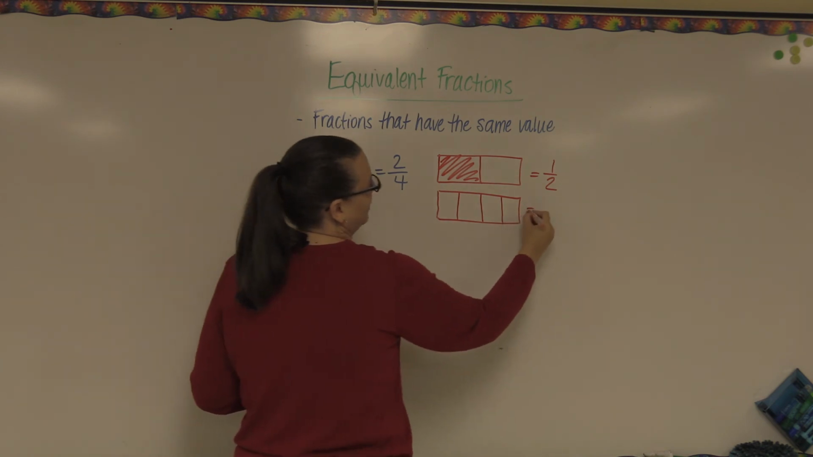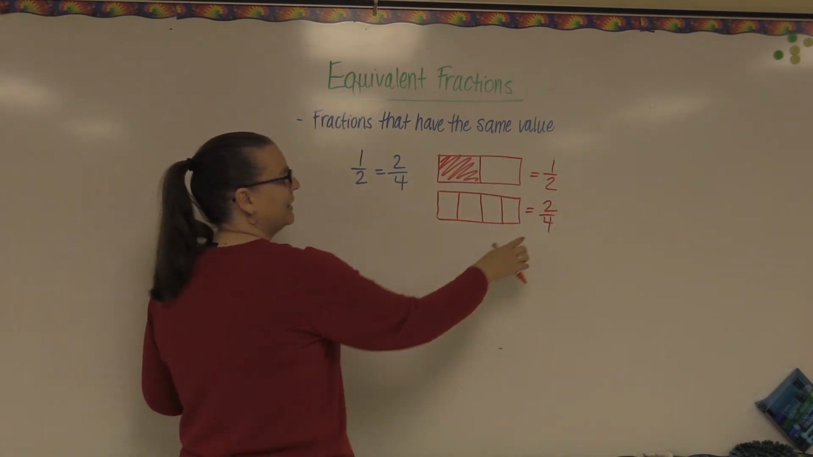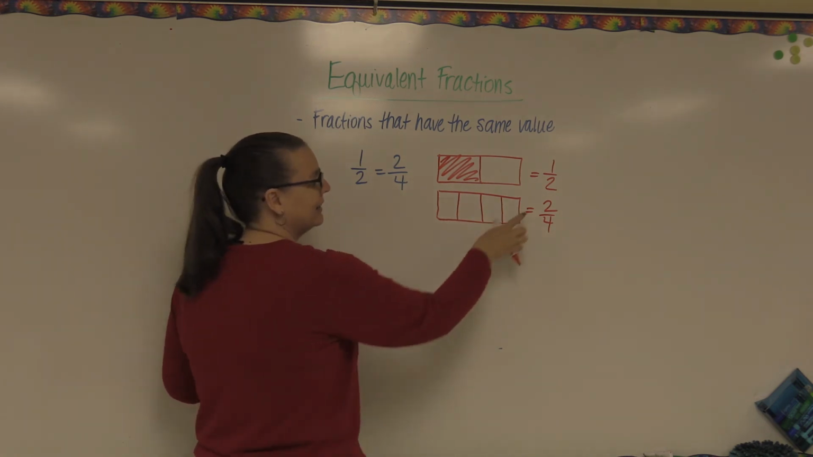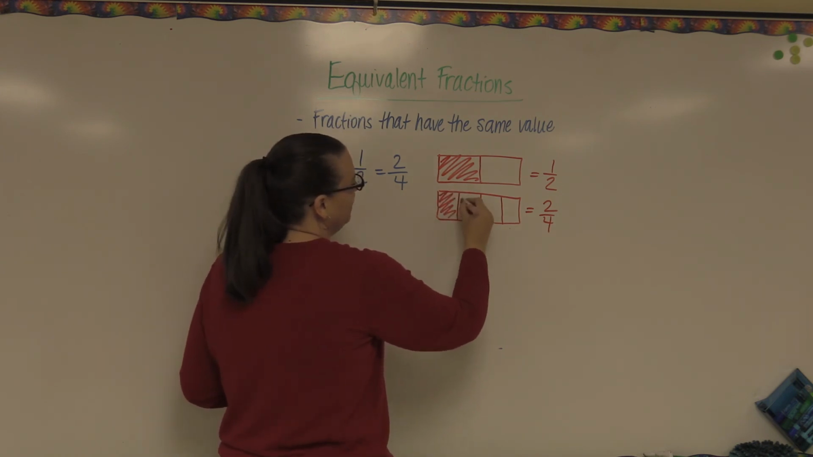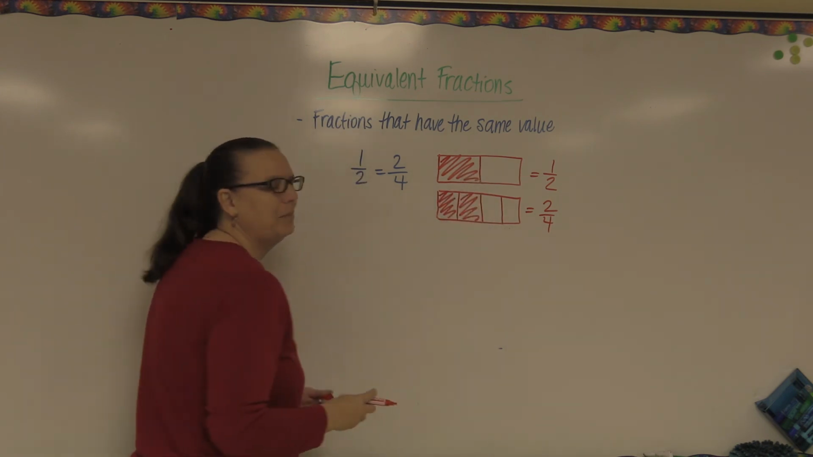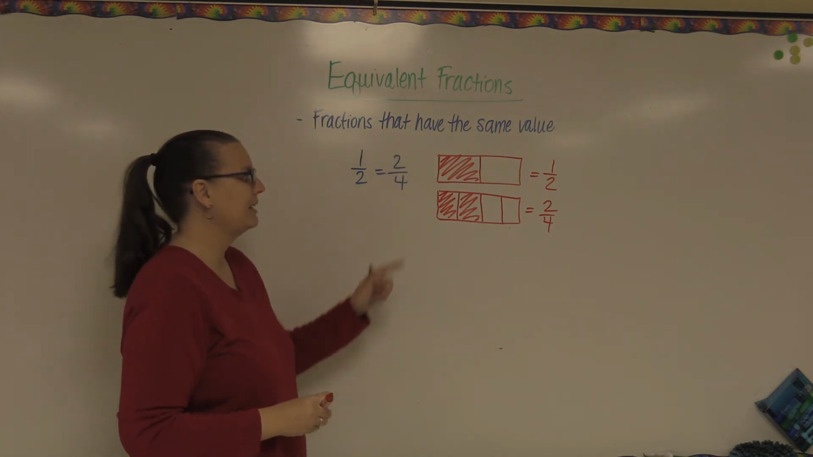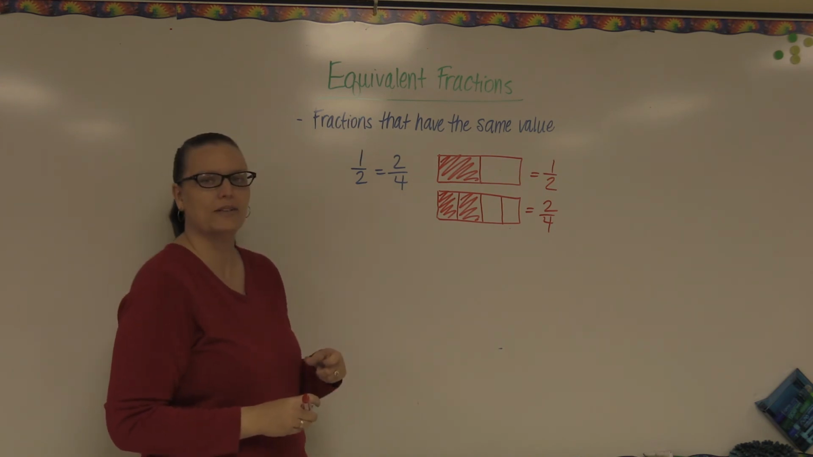This time I want to represent the fraction 2/4. Well, the denominator tells us that there's going to be 4 pieces, which I got. The numerator tells us how many to shade in. So I'm going to go ahead and shade in 2 pieces of this, and then I want you to compare those 2 fraction bars. They're showing us that 1/2 is equivalent or the same amount as 2/4.